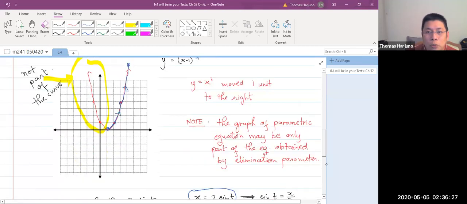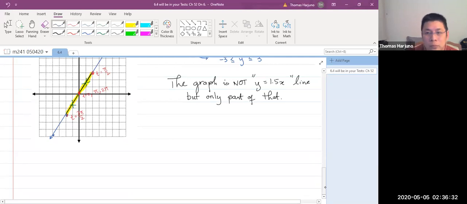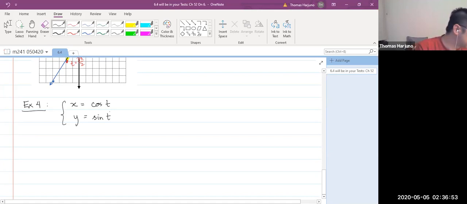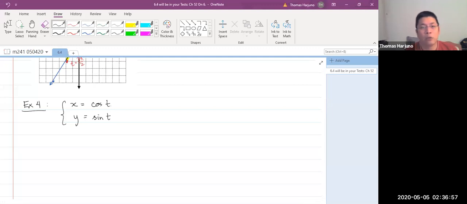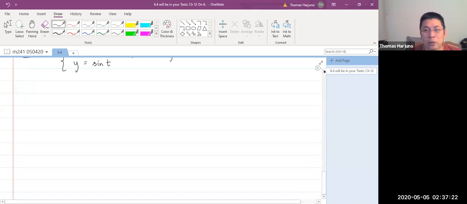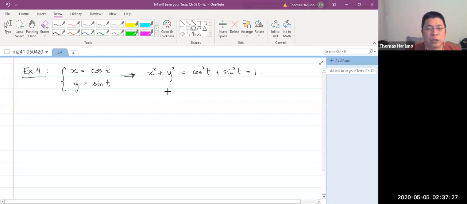Now, let's go to what our textbook has. I will start with the basic example: x equals cosine t and y equals sine t. If I want to eliminate the parameter, you will see that x squared plus y squared equals cosine squared t plus sine squared t, and that equals 1. So this is actually a unit circle.